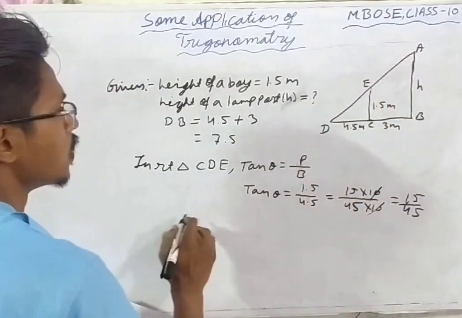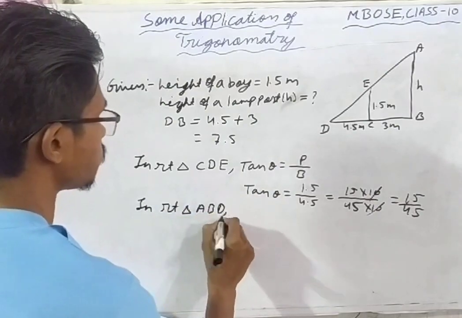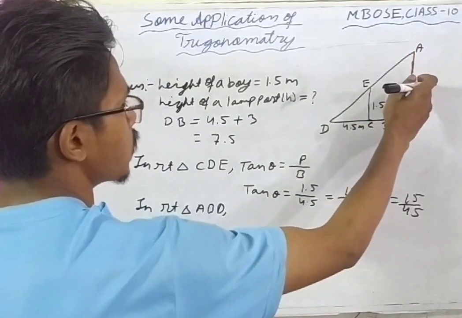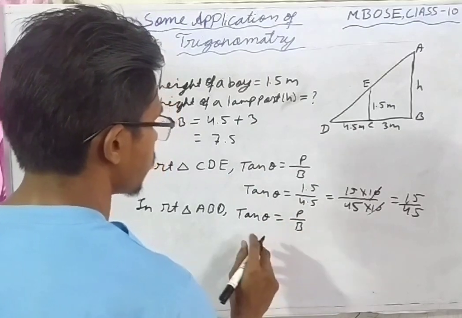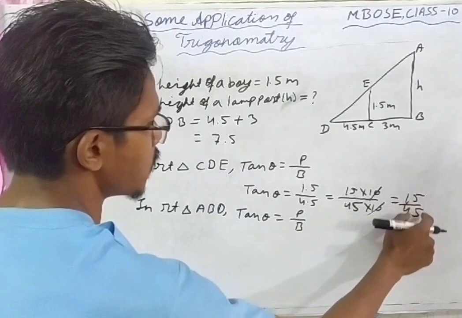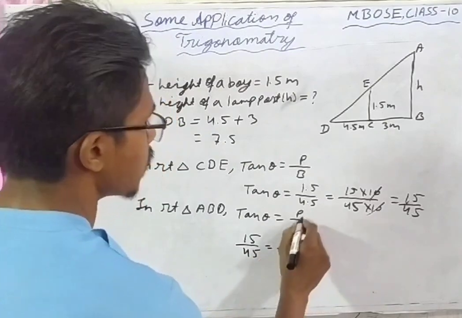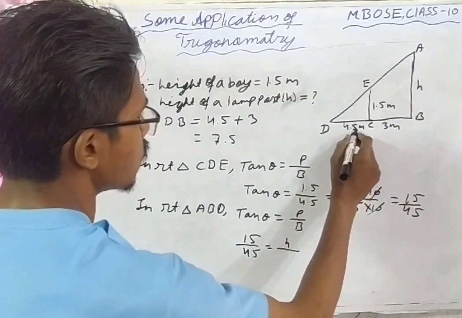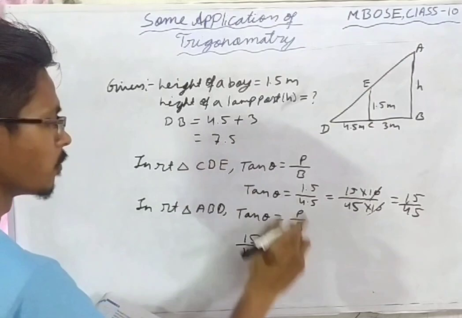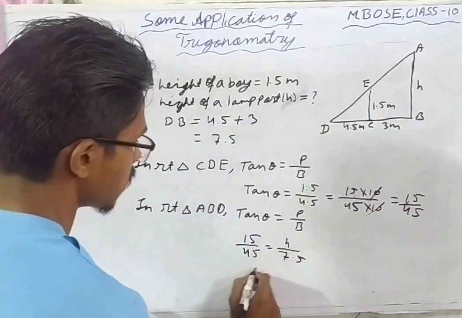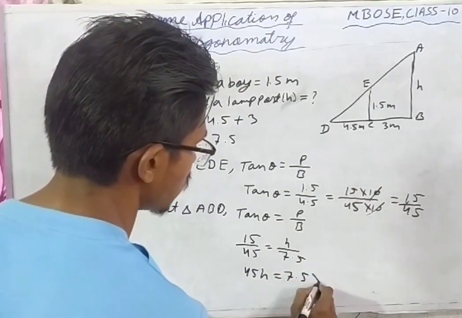Now I'll see this big triangle, in right triangle ABD. In this right triangle, perpendicular we have to find and the base is given here. So here also we can use tan theta only. Tan theta is equal to perpendicular by base. Tan theta we have got 15 by 45. So instead of tan theta, we can write 15 by 45, equal to perpendicular h, which we have to find, over the base. Base is 4.5 plus 3, which is 7.5. So here I'll write 7.5. Now I'll do cross multiply. h into 45 is 45h, and h is equal to 7.5 into 15.